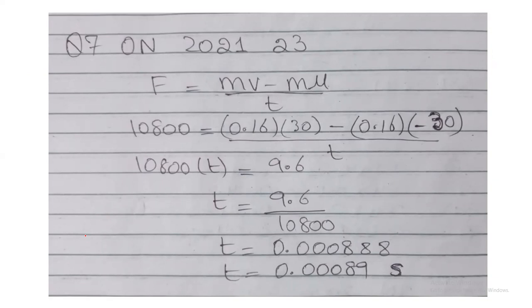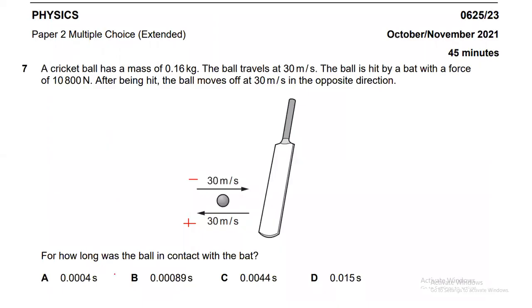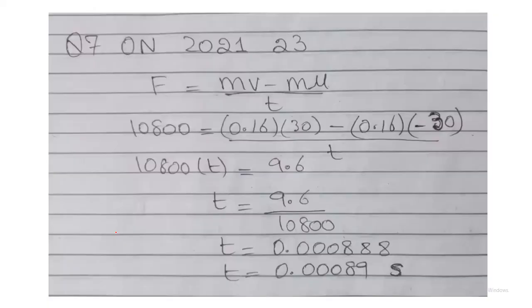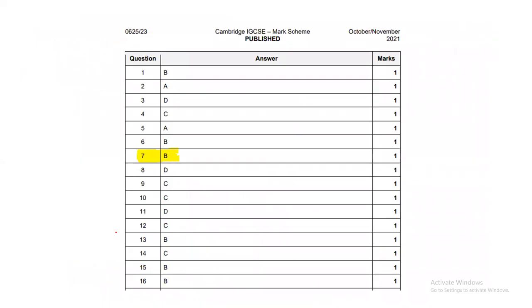So you will have 10800 t is equals to 9.6. So the t will be equals to 9.6 divided by 10800. So that is 0.000888. So it is 0.00089. So let's check. B is the right option, sir.